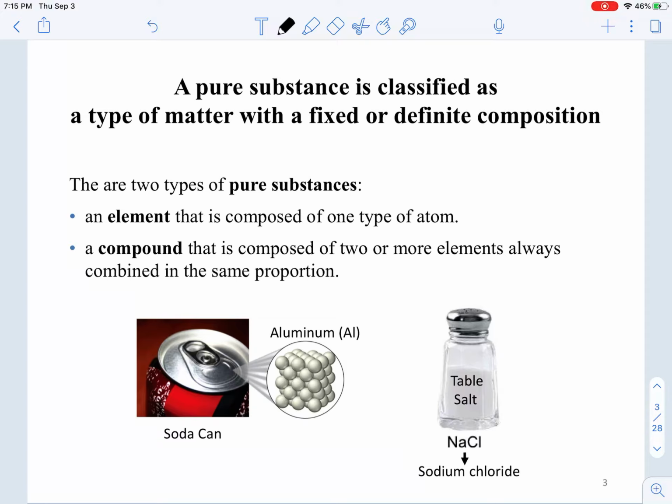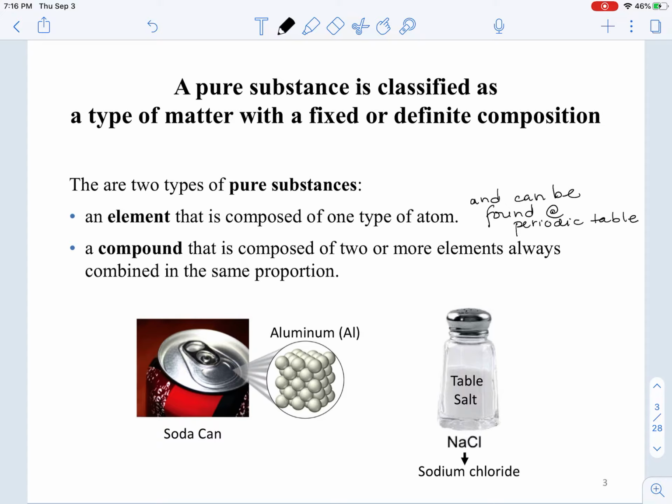Those are elements, which as you can see, they are composed of one type of atom and they can be found at the periodic table. The other type of pure substances are going to be compounds. And as you can see in the second bullet point, the definition of a compound is going to be two or more elements that are always combined in the same proportion.